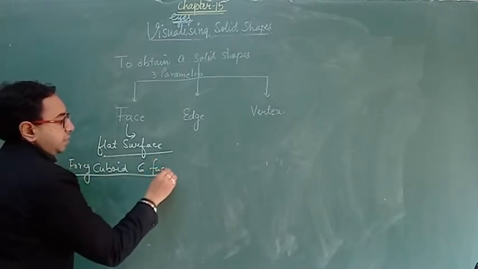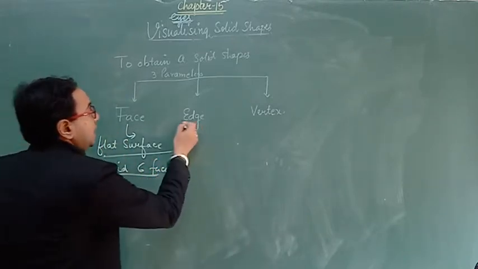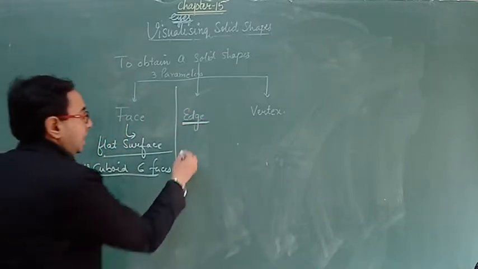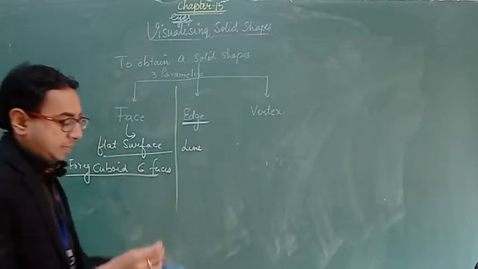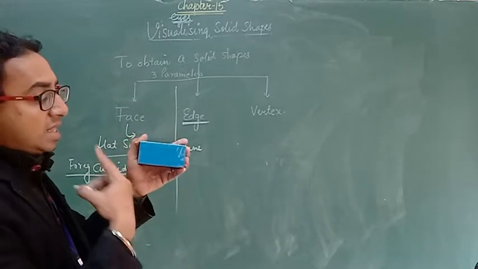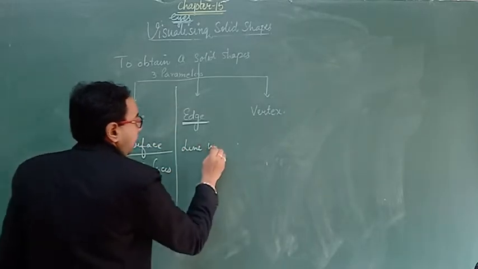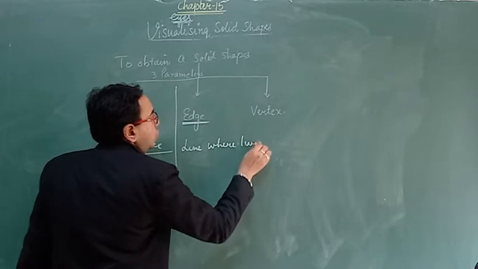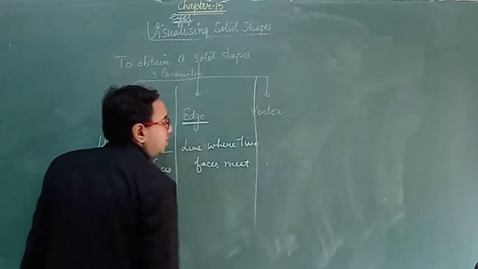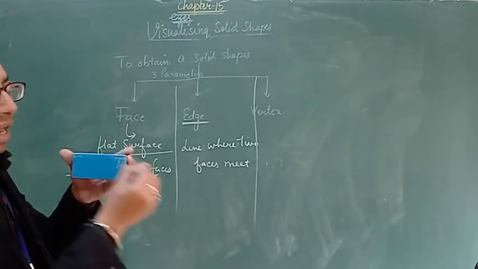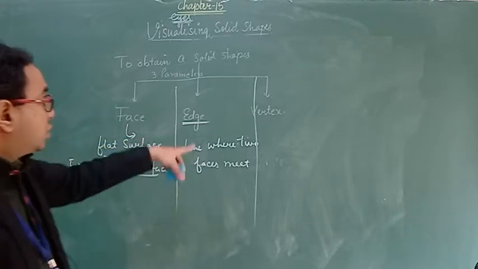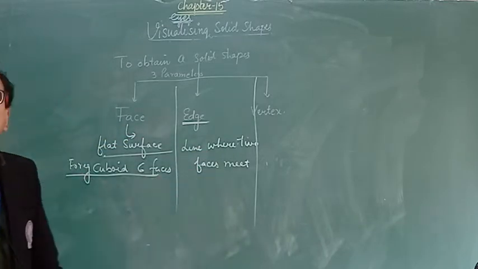Edge. What do you mean by edge? Edge basically means a line segment, right? A line. For example, this is an edge. Now what do you consider from this? Can I say an edge is a line where two faces meet? Yes or no? This is an edge where two faces are meeting. So what is an edge? A line where two faces meet.